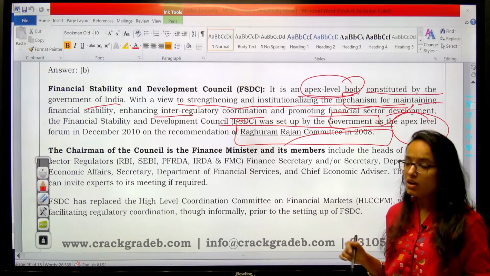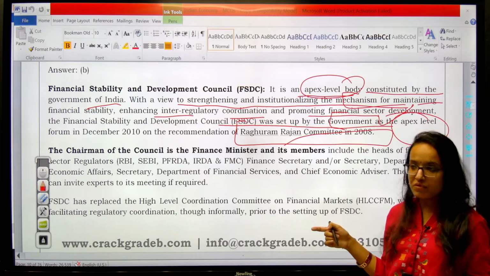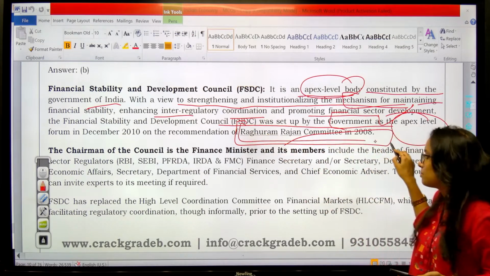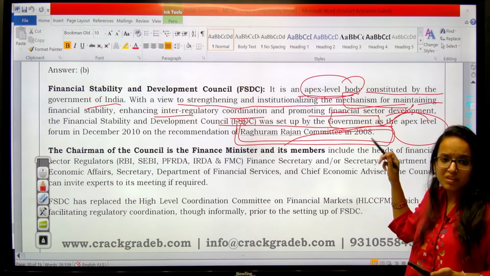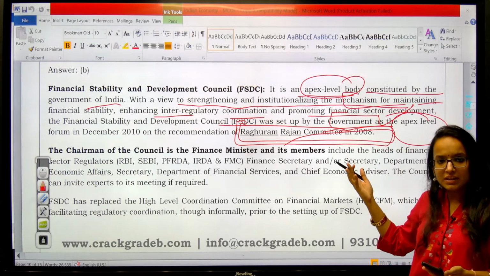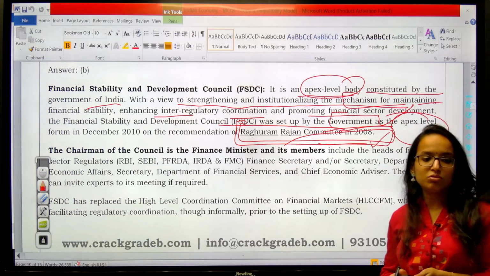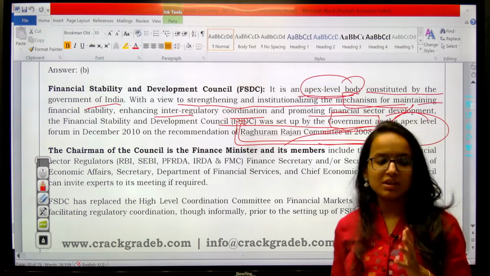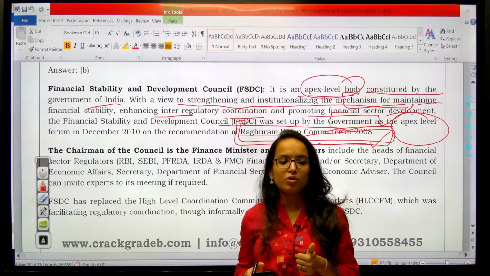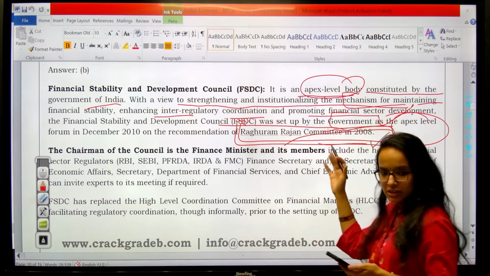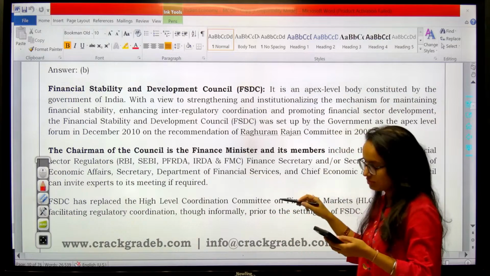This is important. The Government of India constituted FSDC on the recommendation of which committee? So the Raghuram Rajan committee. Raghuram Rajan, as you all know, former RBI governor, a very highly intellectual personality. Okay, so the Raghuram Rajan committee gave the recommendation in 2008. On this recommendation, FSDC was established. So this is important. Revise all these points. Okay, now moving on to the next question.